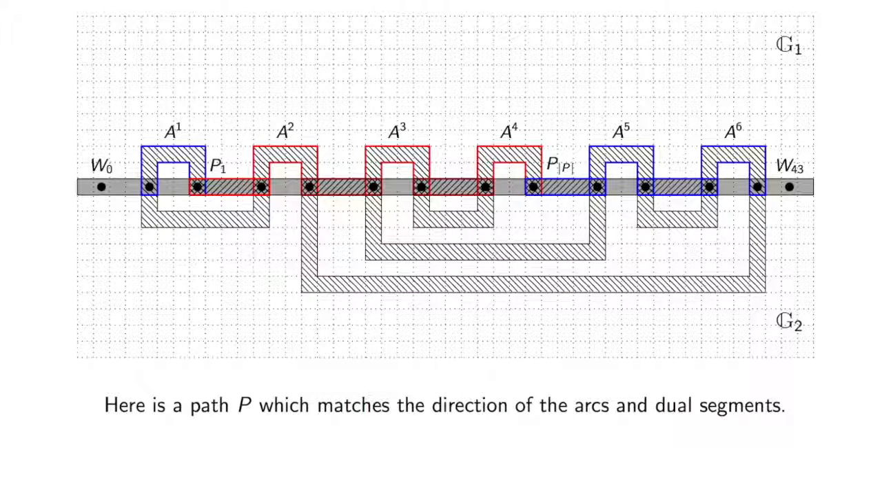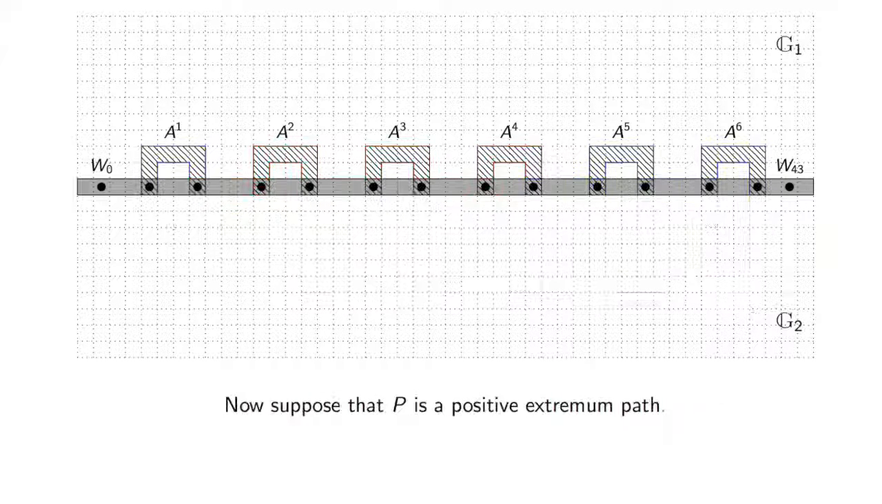Here is an example of a path P which matches the direction of the arcs and the direction of the dual segments. To summarize, if the path P is positive, then the arcs and the dual segments which are in the beginning and in the end of the decomposition are negative, while the arcs and the dual segments which are in the middle of the decomposition are positive.